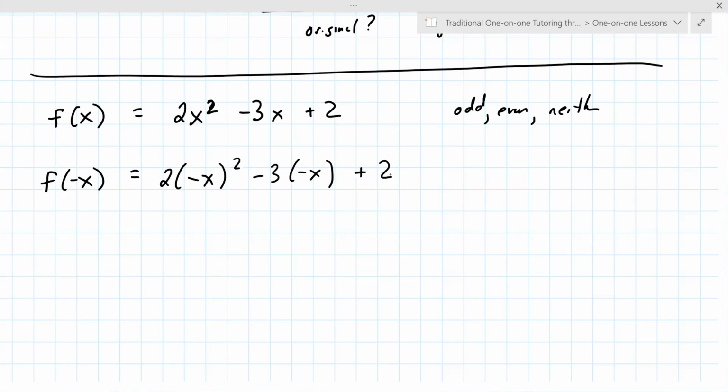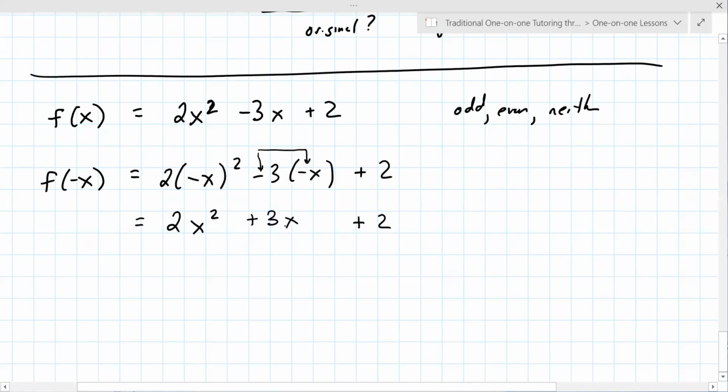So I got 2x squared because it was a negative squared and it was an even number. It's a positive. Minus 3x, that became a positive, I believe. So say they're both negative here. So that's going to become plus 3x.